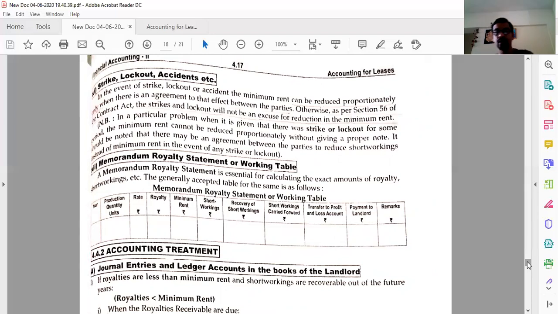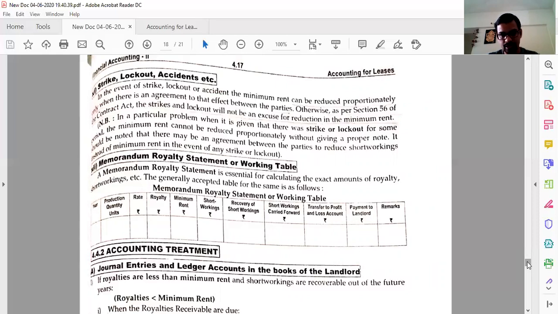Now, the last one is the memorandum royalty statement, or it is called the royalty working statement. Whenever the royalty accounts are prepared or the entries are recorded in the books of lessor, that is landlord, or in the books of lessee, at that time, first of all, a royalty working table is prepared, and this is the format of that. Okay, first column is year, then production as per the output, then rate of royalty, then amount of the royalty, then minimum rate, then short workings.